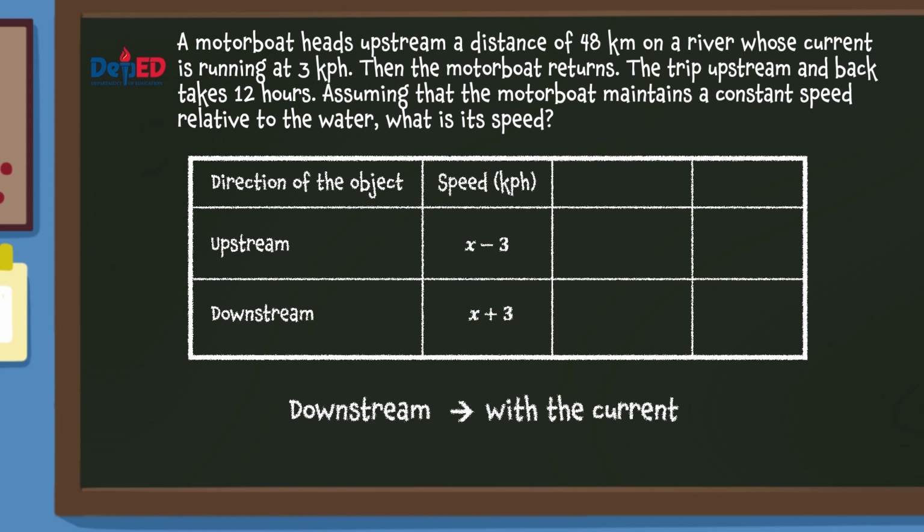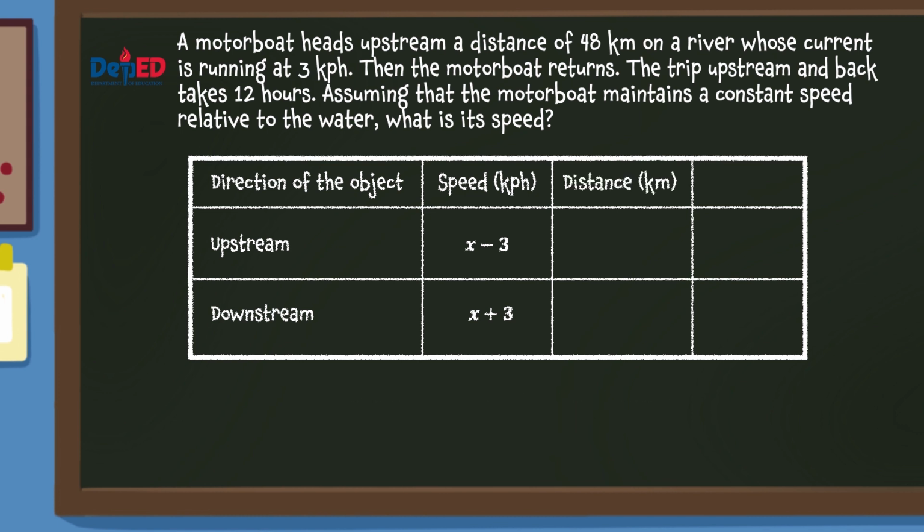Third, we record in the table the distance covered by the motorboat in each direction. It goes upstream as far as it goes downstream. Both trips are 48 kilometers long. Lastly, we take note of the time.